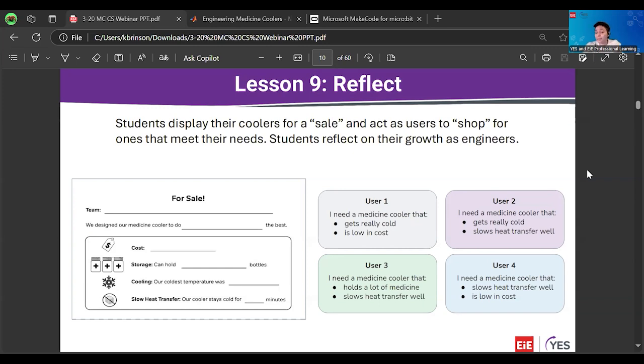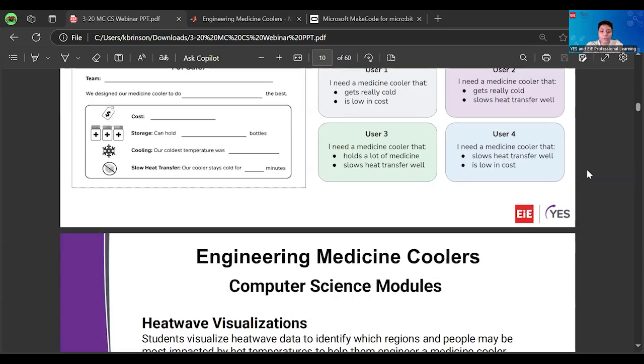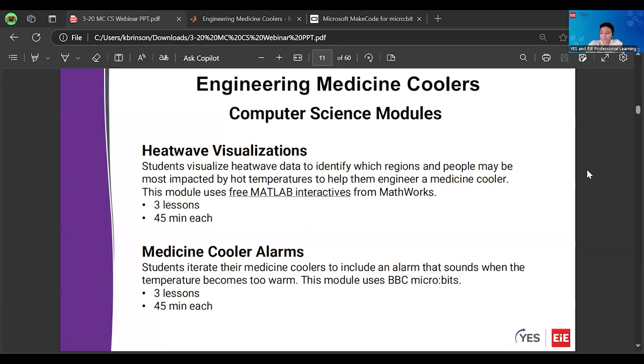And that pretty much wraps up the engineering medicine coolers unit. And this will sort of ground us in our 2 computer science modules. So I'm going to start working through these for you, but I will introduce you to these 2 CS modules.